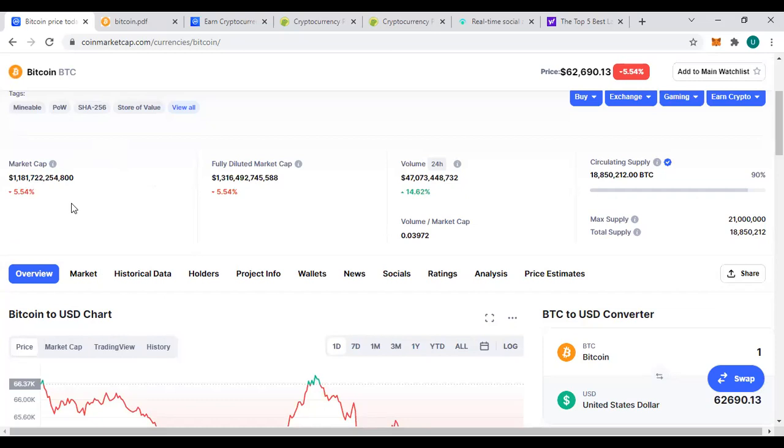So almost how many billions is out? That means people have sold out. That's why the differences are there, right? There's a difference between them. And this is 24 hours volume. It's $47 billion.